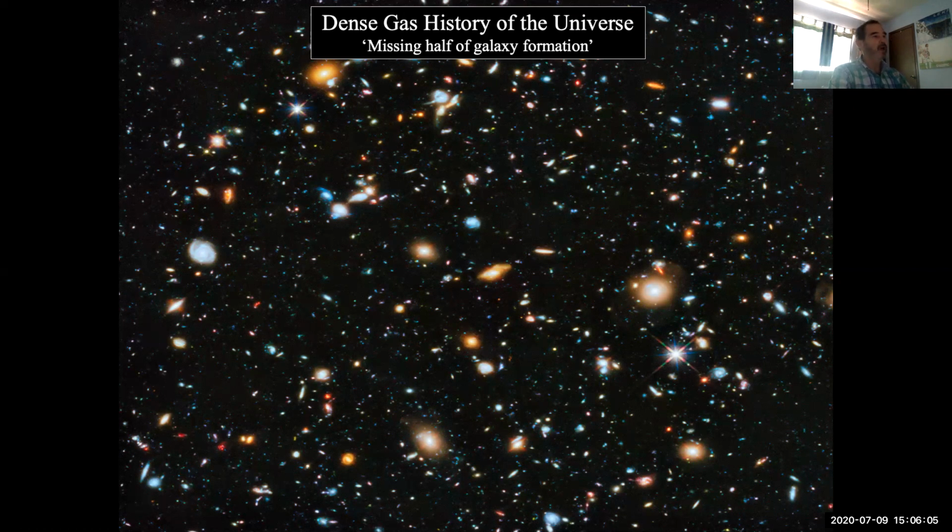And it really started some 20 years ago with conversations between Fabian Walter and myself on trying to trace out what we call the dense gas history of the universe. You might call it the missing half of galaxy formation. The idea was really a simple one, and we've been pursuing this for 20 years now. It came with the first observations of molecular hydrogen in the distant universe.